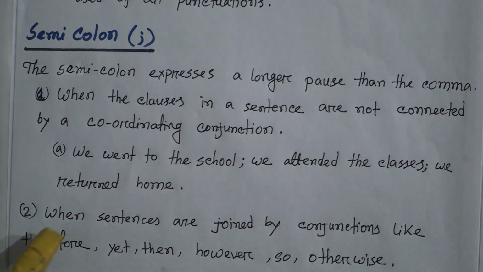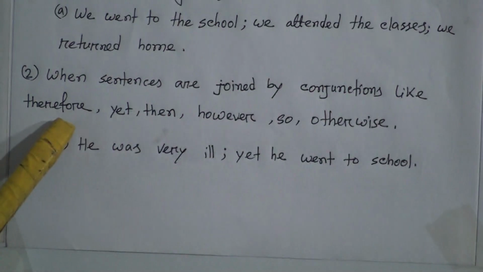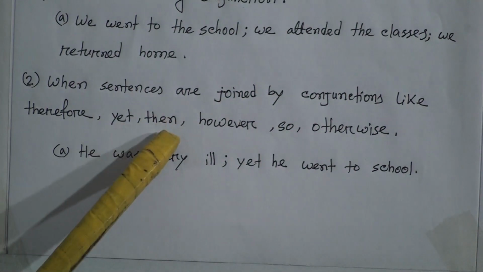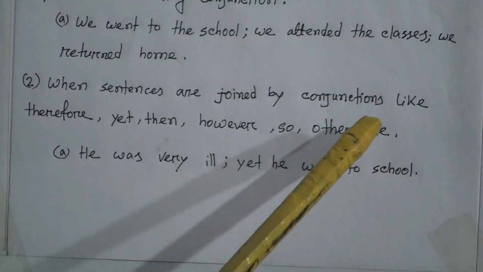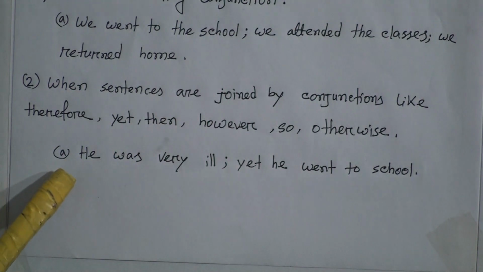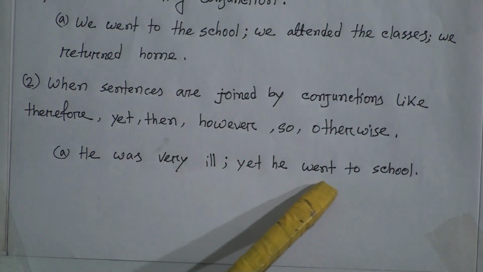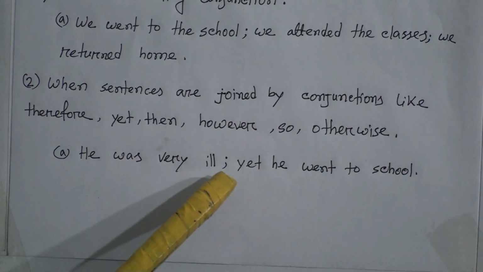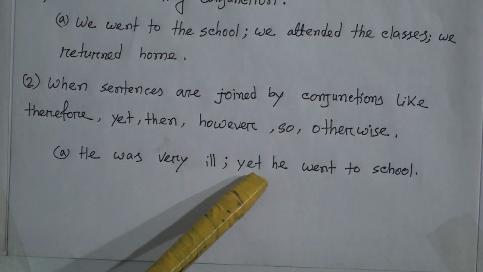Number 2, when sentences are joined by conjunctions like therefore, yet, then, however, so, otherwise. If we find this conjunction in a sentence, then we will use semicolon. For example, he was very ill; yet he went to school. Look here, we have used a semicolon before the word yet.